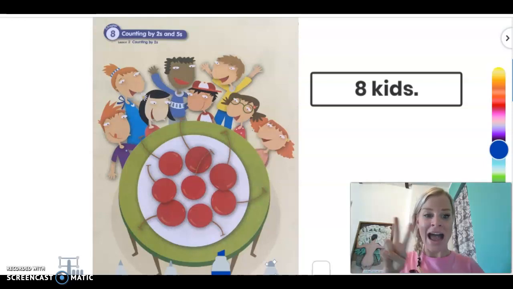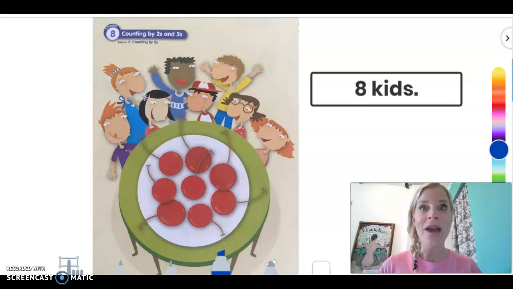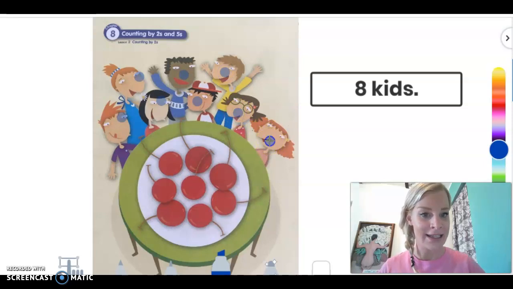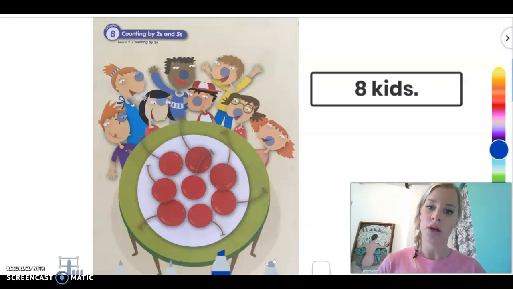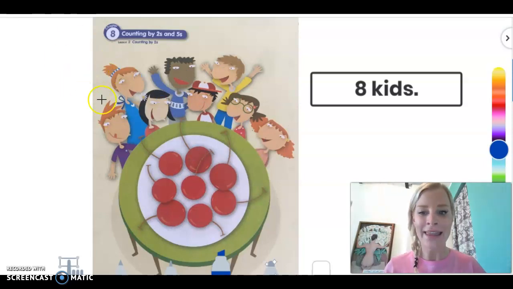Skip counting by twos. When we count by ones, we count like this. 1, 2, 3, 4, 5, 6, 7, 8. There are 8 kids. But if we're going to skip count by twos, we can't just touch one person and say 2. We have to touch 2 kids this time. So it would look like this.